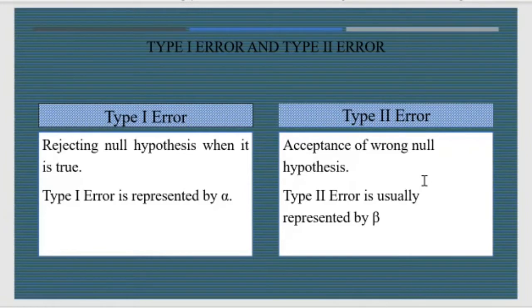When we accept a wrong null hypothesis, it means there is a relation between two variables, but there may be something wrong in my analysis, and I accept the wrong null hypothesis that they are not related, when they are actually related. So it is acceptance of a false null hypothesis, which we represent by beta. Just try to remember one, then you can automatically remember the other. Type 1 error means rejecting a true null hypothesis.